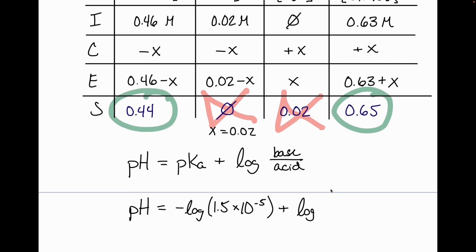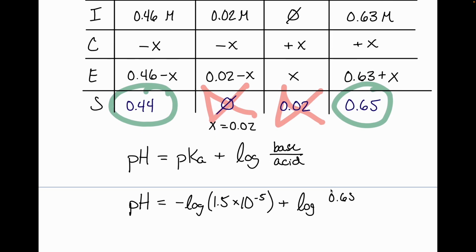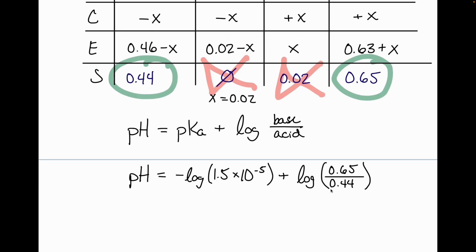Plus the log of my base, that's the 0.65, over my 0.44. All right, and my pH is now 4.99.